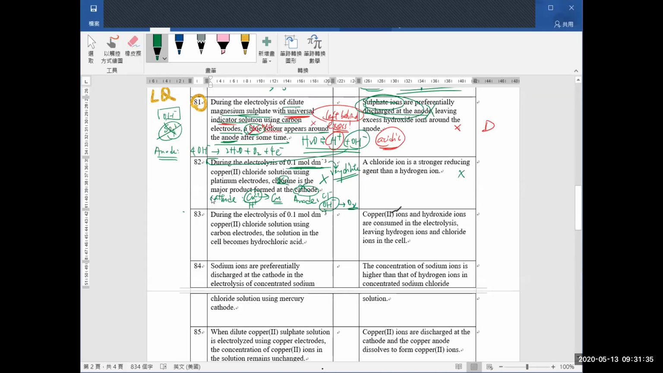Do you know? Chloride ion is a reducing agent, while hydrogen ion is an oxidizing agent. It is a very illogical comparison. Very, very illogical, right? It's not the way to compare. You cannot compare reducing agents when one of them is an oxidizing agent. So it's wrong.